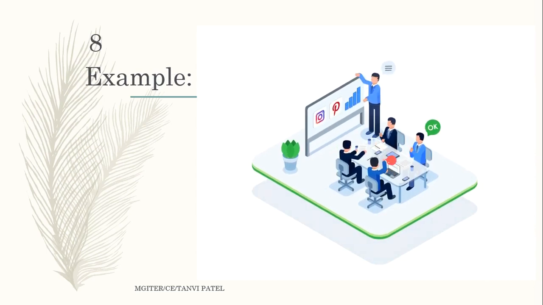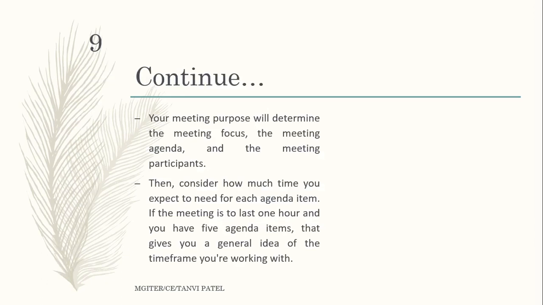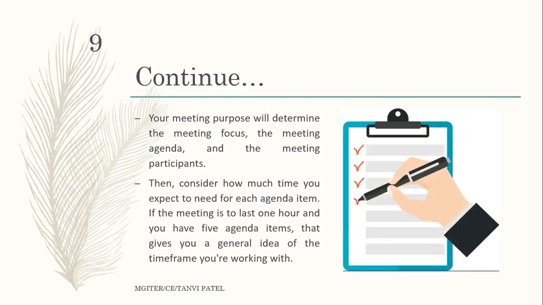Example of agenda meeting. Your meeting purpose will determine the meeting focus, the meeting agenda and the meeting participants. Means your purpose for the meeting is to focus on the meeting, the agenda of the meeting, what you have listed should all be covered, and the participants who are taking part in the meeting should know the purpose of the meeting.